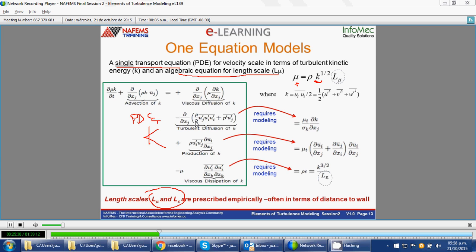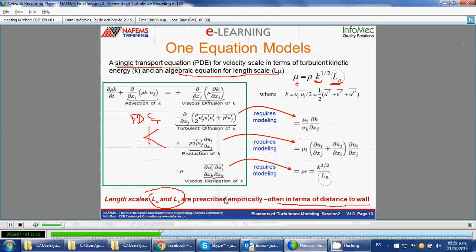And often in the past, the way we came up with the value for these length scales was just the distance of wherever we are away from the wall. But you can see that becomes a little difficult, because if you have a complicated configuration, the distance away from the wall is sometimes not easy to specify. So this one equation model had its shortcoming, because you could have a one equation model for k, but the L was kind of having a hard time doing that.